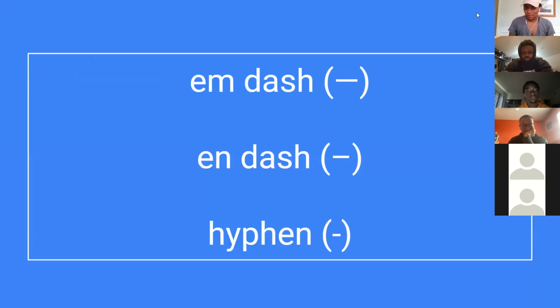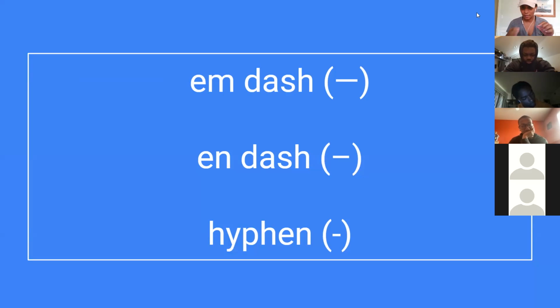All right. M dash, N dash, hyphen. And the way that you can make these on your computer, actually, let me write a note. I'll write how to actually make these on your computer, because it's different for a Mac than it is a PC, but they each have a different function. The M dash is the longest dash that you'll see, and I'll explain what the function is.